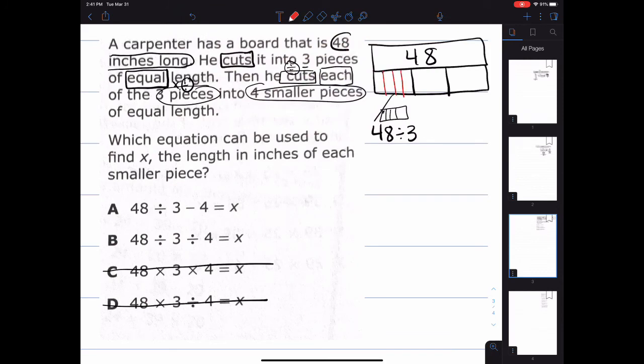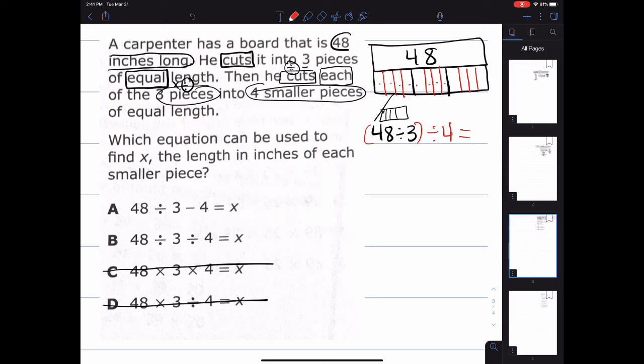Let me use a different color so you can see it. 1, 2, 3. That's actually 4 pieces. 1, 2, 3, 4. I'm going to do the same thing with this one. Let's pretend those are equal, and the same thing with this one. So what just happened? I took 48 divided by 3, and whatever the answer was, I took that answer and divided it by 4. So now I have an equation and I have a strip diagram.